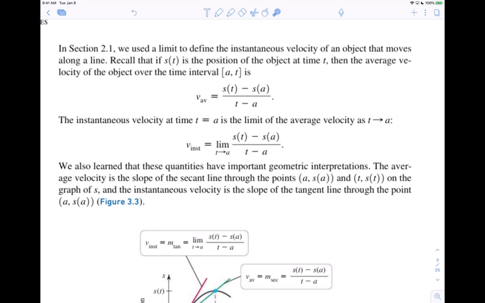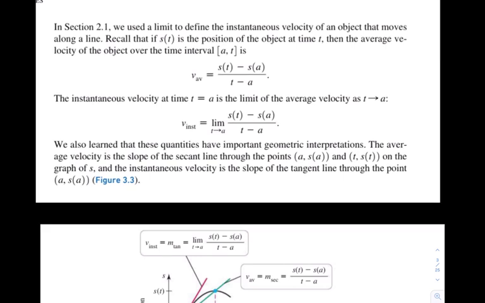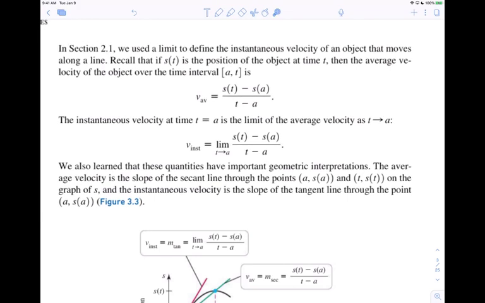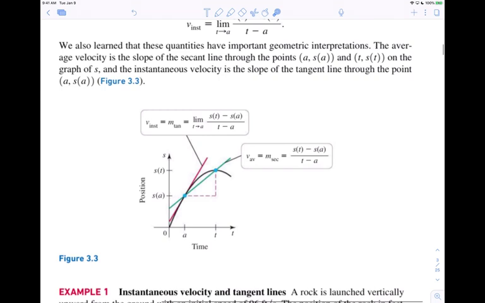We also learned that these quantities have important geometric interpretations. The average velocity is the slope of the secant line through the point a, s of a and t, s of t on the graph of s, and the instantaneous velocity is the slope of the tangent line through the point a comma s of a. All right. So a secant line is a line that intersects a curve more than once. A tangent line is a line that intersects a curve at a point in this fashion where it grazes like that.